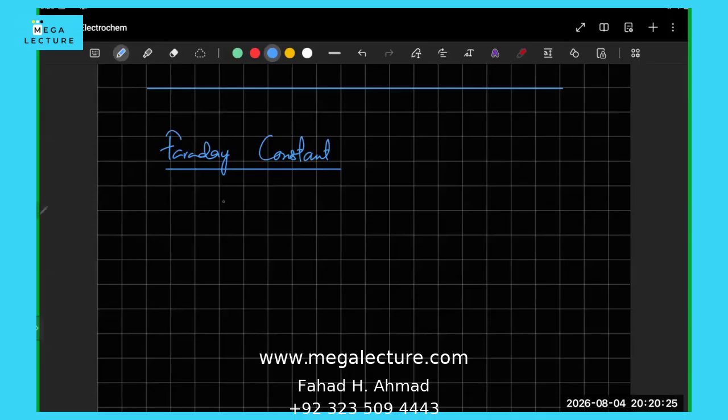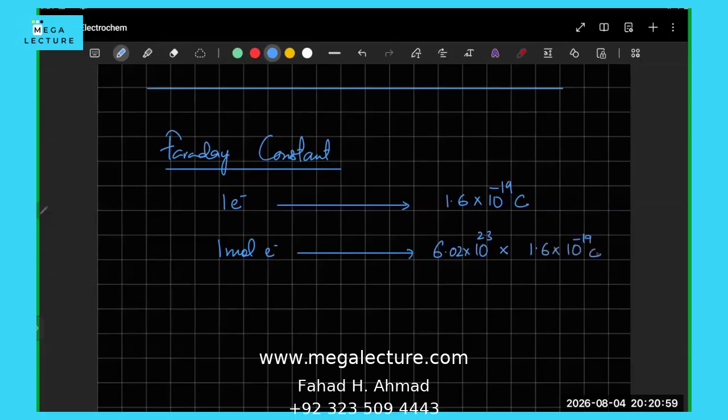ठीक है. So for example, one electron has a charge of कितना coulombs होता था? That was 1.6 times 10 power minus 19 coulombs, right? So if you have 1 mole of electrons, that means you have 6.02 times 10 to the power 23 electrons, right? And if each one of them has a charge of 1.6 times 10 power minus 19 coulombs, in total, 1 mole of electrons will have a charge of 96,500 coulombs.